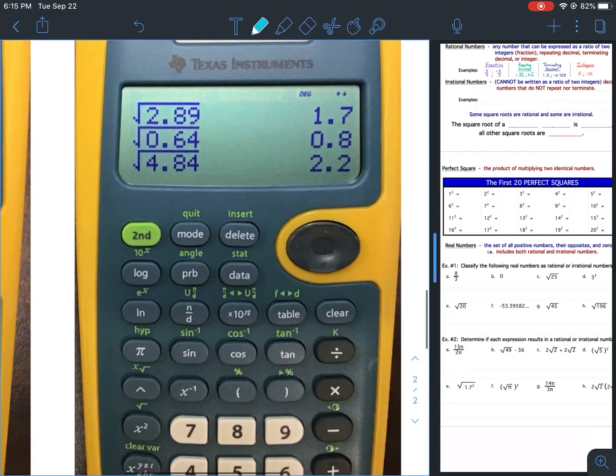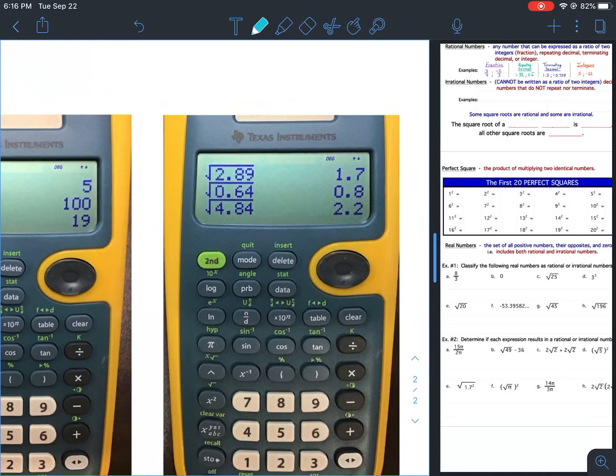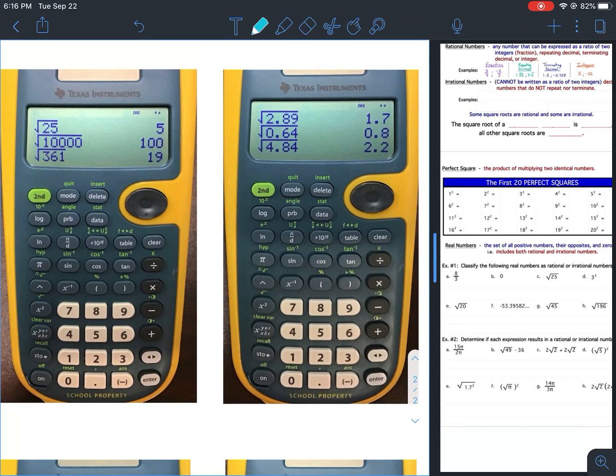Over here, square root of 2.89 or the square root of 0.64, square root of 4.84. I got 1.7, 0.8, 2.2 respectively. Those are all terminating decimals. So all of these are rational numbers. Okay, but there are going to be times that when you put it in the calculator, it doesn't give you an integer or a terminating decimal and so forth. And that is when we will talk about irrational numbers.